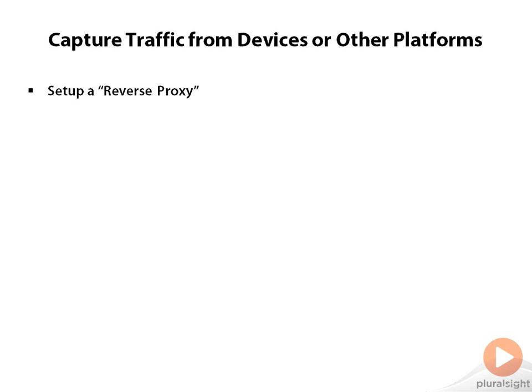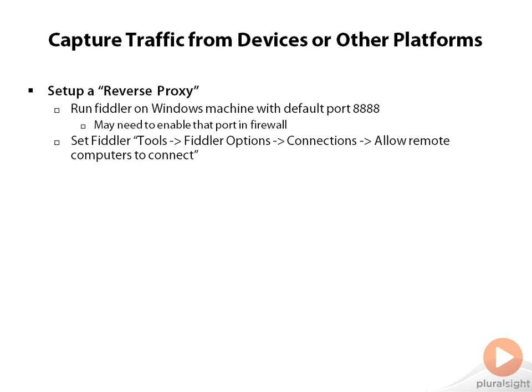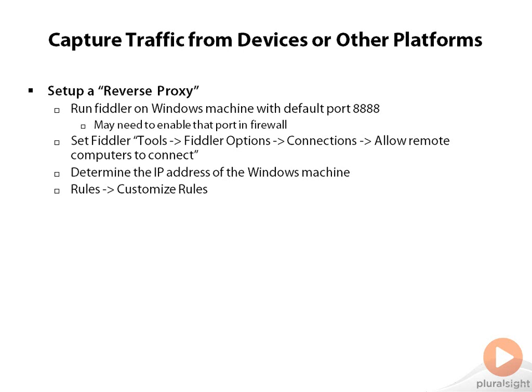The idea with Fiddler is you set up a reverse proxy. So you're going to run Fiddler on your Windows machine with your default port of 8888. You may need to enable that port in your firewall. Then you're going to go into Fiddler, and in the Tools, Fiddler Options, Connections, you're going to click to allow remote computers to connect. Then you're going to determine the IP address of your Windows machine. Then you're going to go into Rules, Customize Rules, and adjust the on before request.